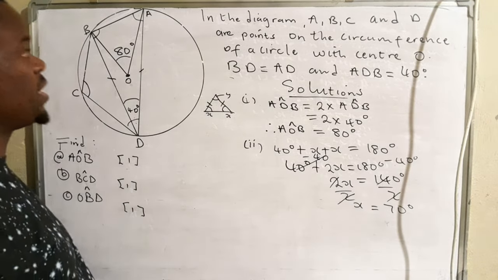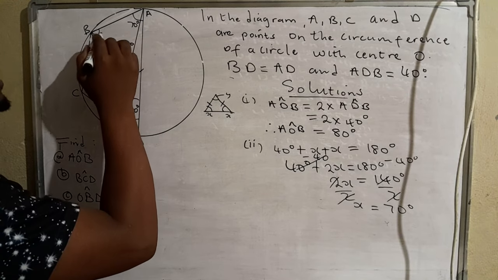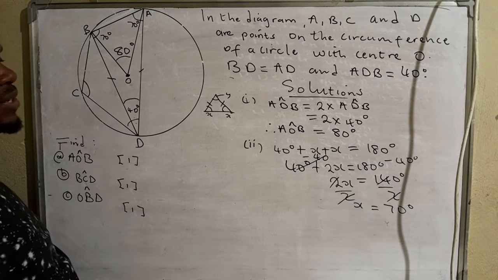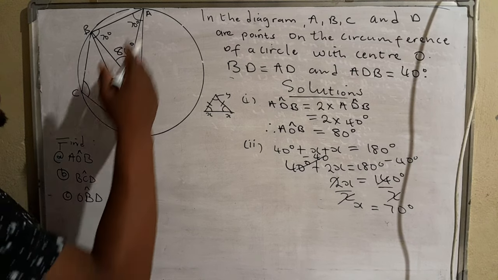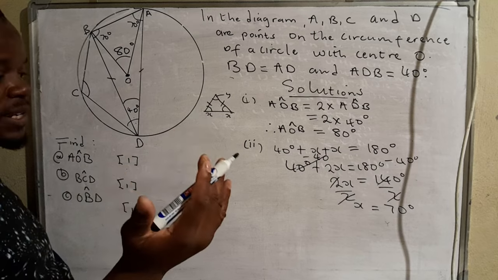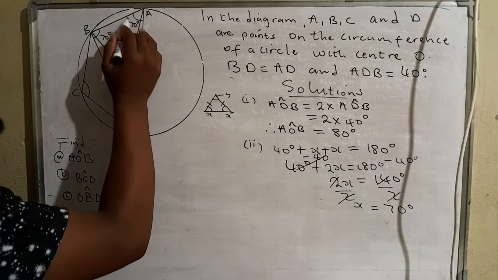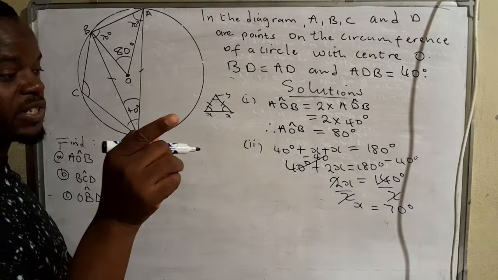70 degrees. So from here to there, that is 70 degrees. Then from here to there, that's 70 degrees. So 70 plus 70, that's 140. Plus 40, that's 180. So x, this one here, is actually 70 degrees.